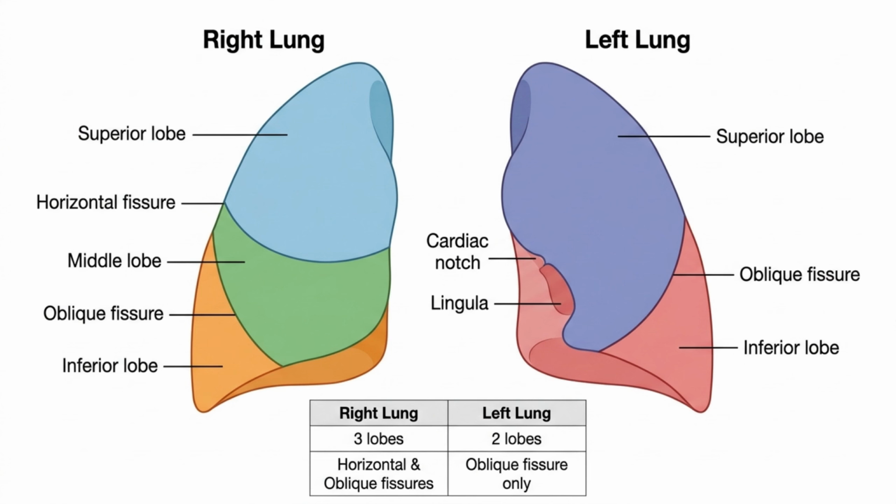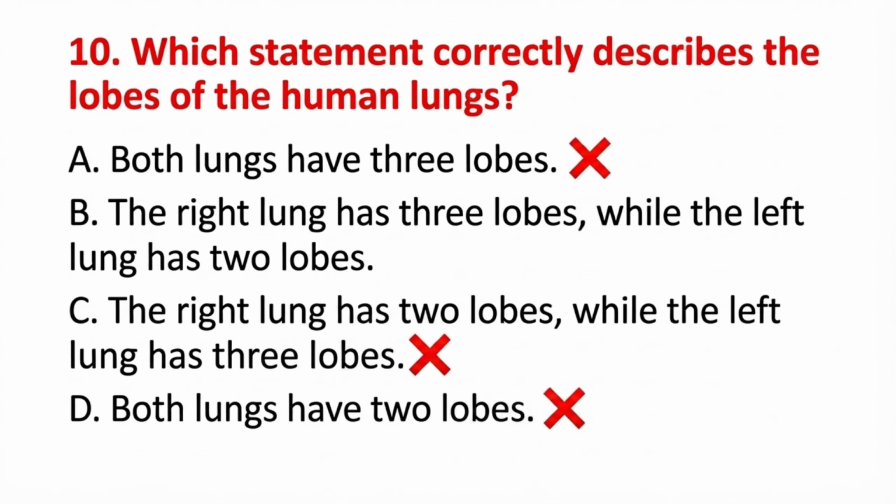Why other options are incorrect? Option A is incorrect because only the right lung has 3 lobes. Option C is incorrect because it reverses the correct arrangement of the lung lobes. And also option D is incorrect because the right lung has 3 lobes, not 2.